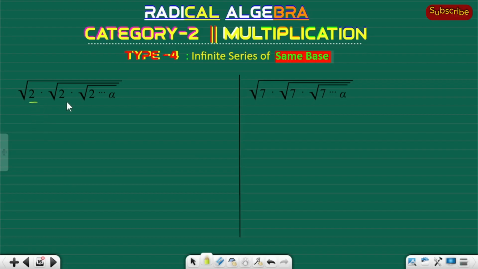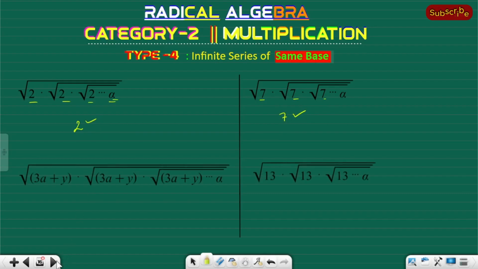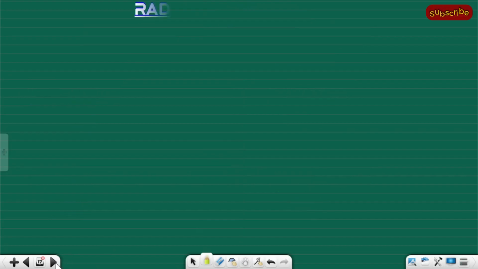Here 2 2 2 up to infinity, so the answer is 2 here. Here 7 7 7, so the answer is 7 here. Let's see some more examples. Here this is the base, 3a plus 1, again under root 3a plus 1, 3a plus 1 up to infinity, so the answer is 3a plus 1 itself. Here it is 13 13 13 up to infinity, so 13 is the answer. This is a very easy one.